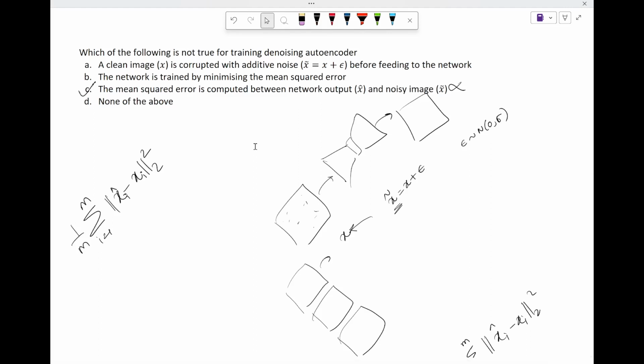So the question was asking about training of a denoising autoencoder, which is what you will use for image denoising. It will be a convolutional autoencoder kind of thing. And we also saw that in convolutional autoencoders you have some skip connections. Okay, there is no doubt in this. I'll go to the next question.